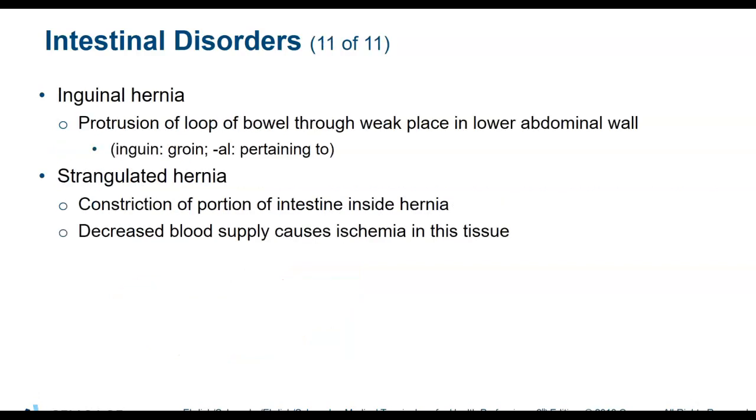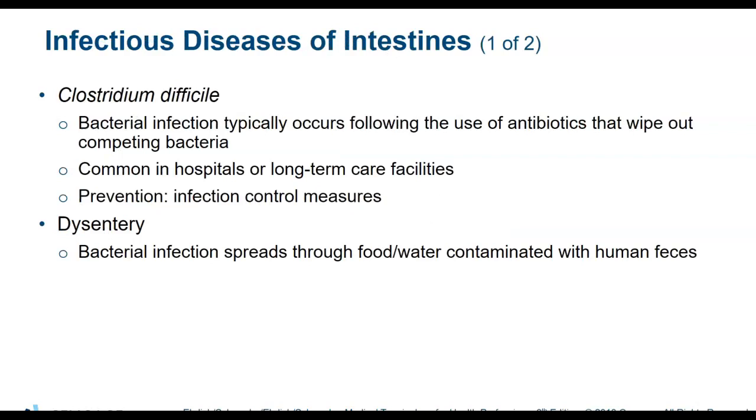Inguinal hernias could be just a little bit of the bowel popping through the lower abdominal wall, as opposed to a hiatal hernia, which is going through the diaphragm. Strangulated hernias, again, if the blood supply is cut off to that part of the colon, it is going to cause death of that tissue and be problematic.